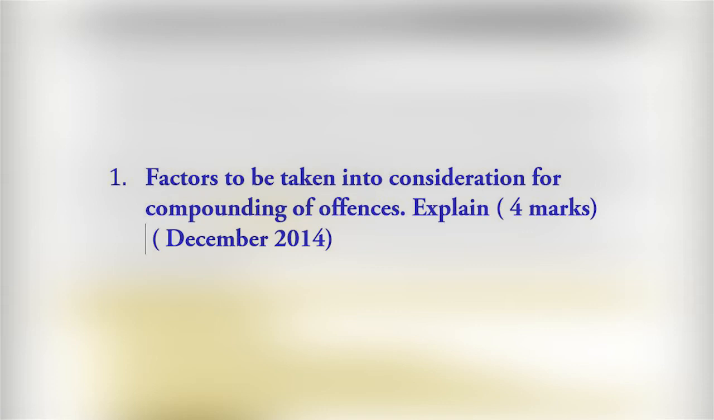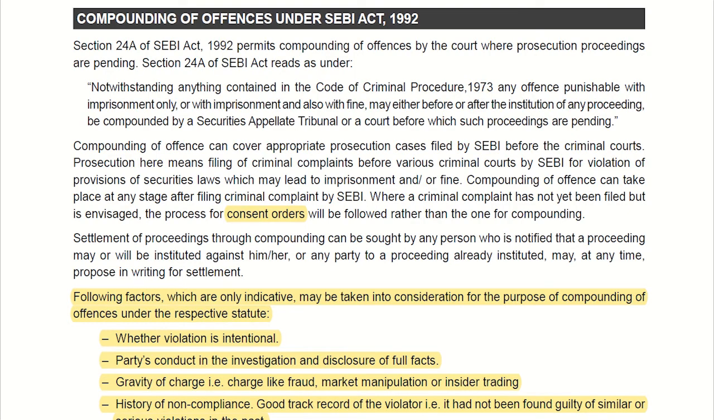4 marks, December 2014. Generally, compounding of offence means that the accused and the complainants have come to a mutual agreement to solve the case between themselves instead of continuing the case in court and waiting for the court to pass the judgment. Once they have reached agreement, they will inform the court. Generally, only offences which are not of a serious nature can be compounded, and mainly the legislation or law under which the case is filed should allow for the compounding. Compounding is very useful because it saves a lot of time and money for the parties.